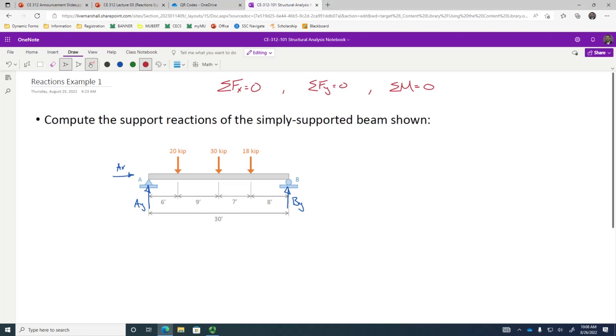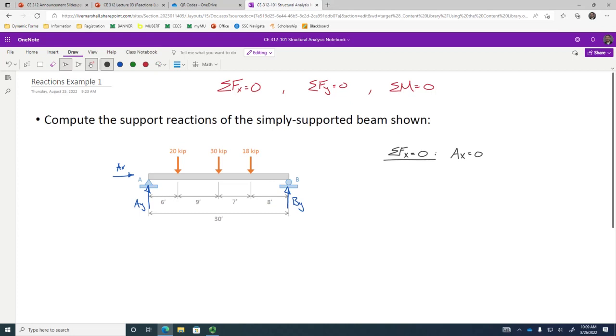Now, I'm going to start by dealing with the simple one. Which one's the simple one? AX, right? So if I sum forces, and I'm going to be pretty loose with my format here, if I sum forces in the x direction, what is that going to tell me? It's going to tell me AX is 0. There's no force acting to the left or right. That should be pretty familiar, right?